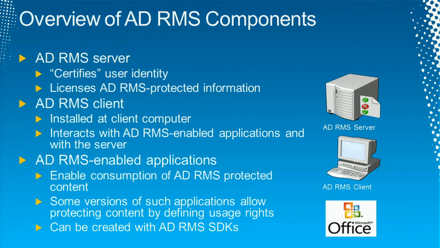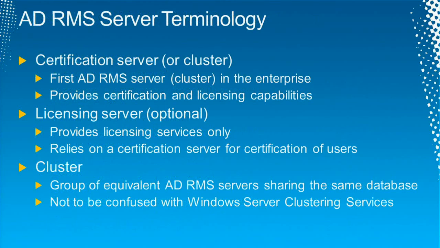The next part is ADRMS-enabled applications. From the Microsoft side, applications are going to have to integrate with our RMS client to deliver these capabilities. Some versions of apps allow protecting the content by defining usage rights. Others strictly rely on templates from the RMS server to say, here are the rights that you're getting. The big thing is, in order to do this, you have to use the ADRMS SDK and integrate your application with RMS to get it all to work. But those are the big three RMS components, and we'll start digging into a little bit more of the terminology.